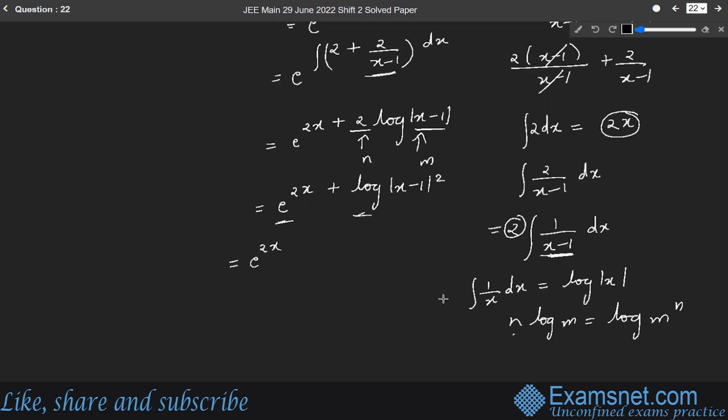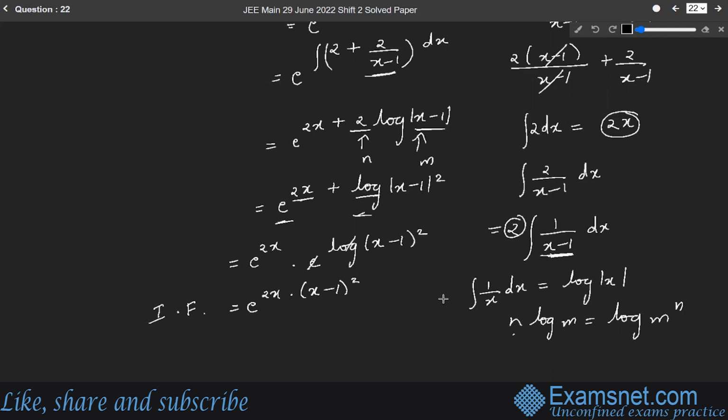Firstly, it will be e power 2x. Then it will be e power log of x minus 1 square. Okay, when the base is same, then the power is added. And when the power is added, then we can break it. Now you can see this e and log will be cancelled. So we will have e power 2x into x minus 1 whole square. This is the integrating factor, right? So this is the integrating factor, which is denoted by IF.